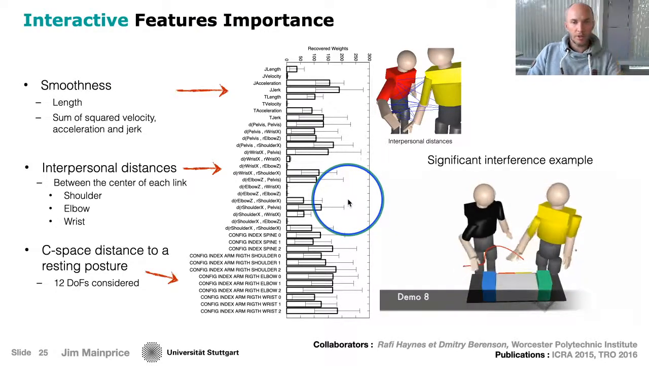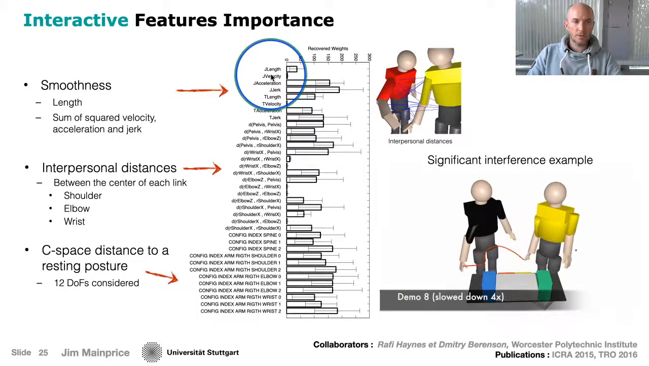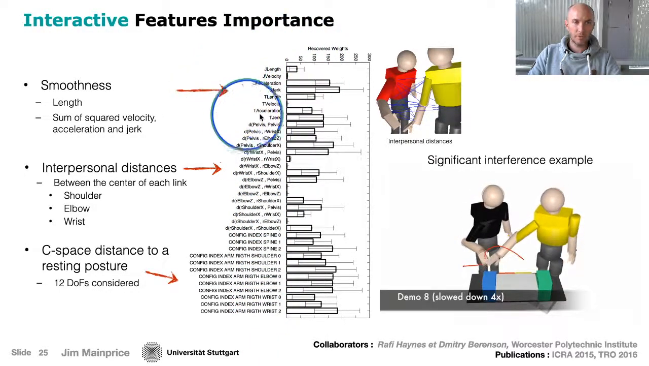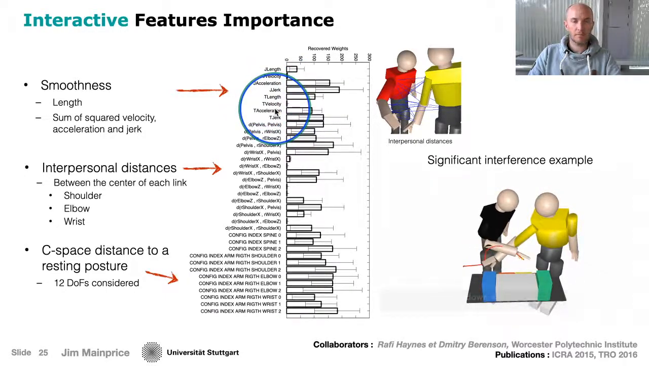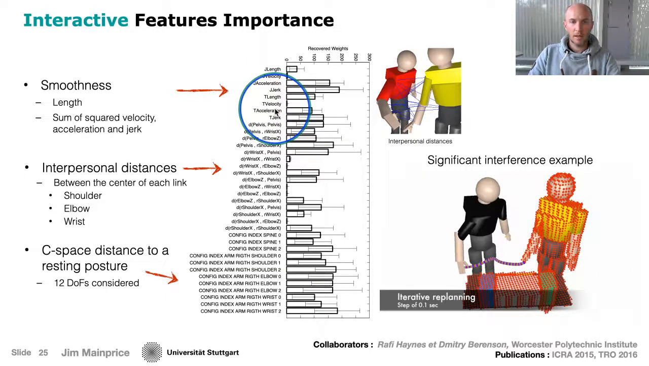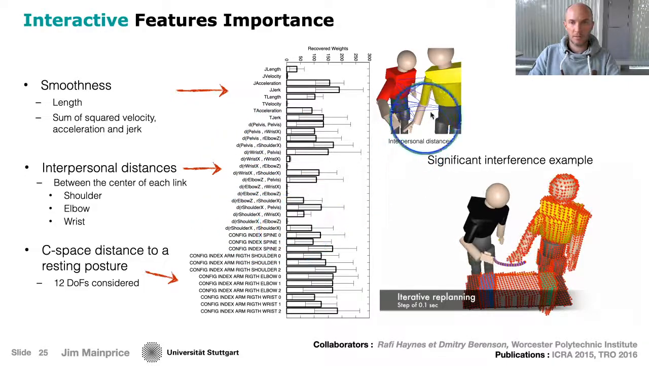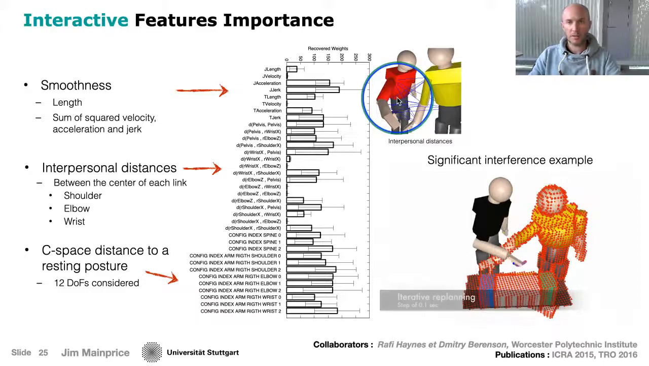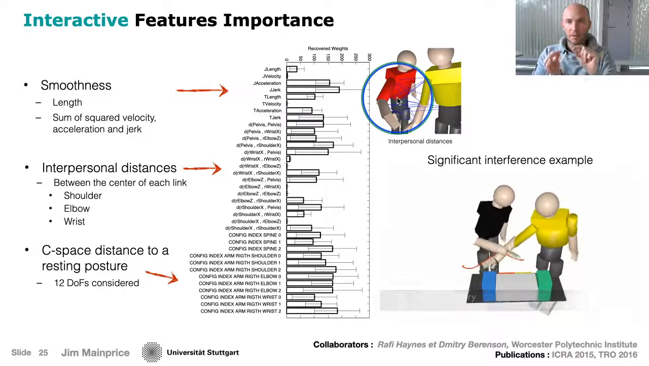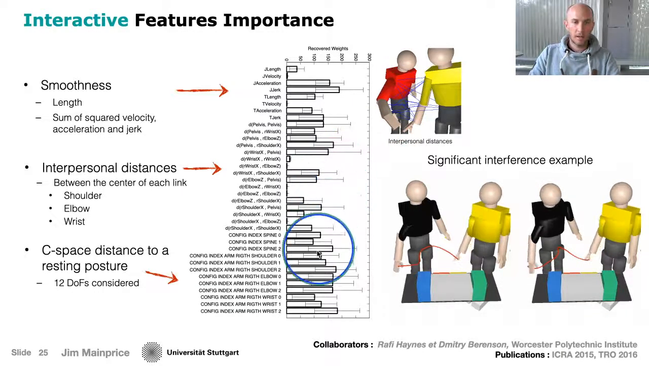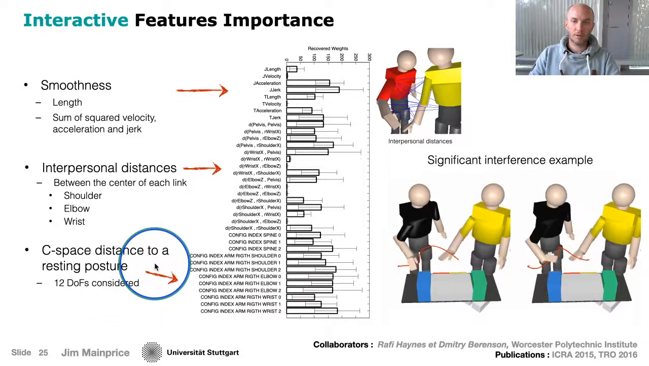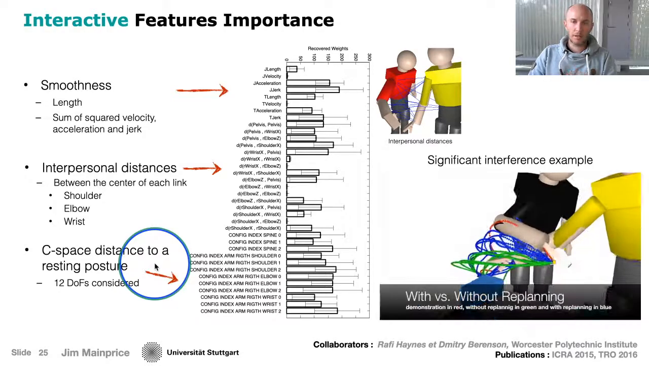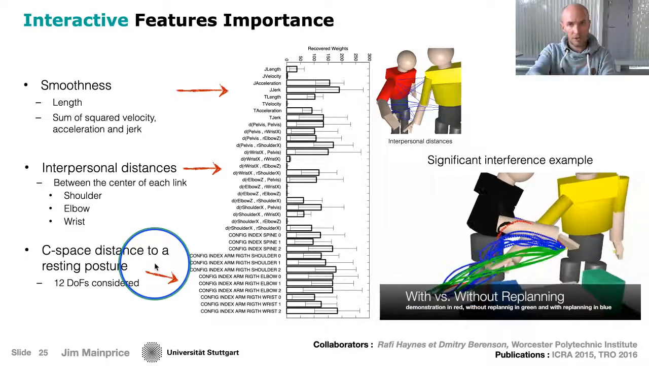So we initially used these features that we see here. So we have smoothness features that have to do with the length and some of acceleration, some of velocities. We have interpersonal distances, which are depicted here. So it's an interaction mesh between the different body parts, and we compute the distance between all these body parts. And we have configuration, kind of rest posture, and so this is for solving for the redundancy that we have of going to a certain point, reaching for a certain point.